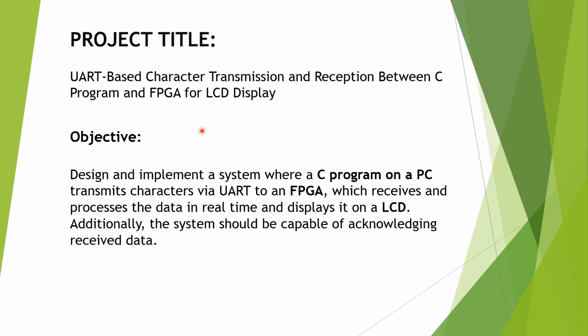In this video, we will explore how a C program running on a PC communicates with an FPGA via UART and displays received characters on an LCD screen. The goal of this project is to design and implement a system where a C program on a PC sends characters using UART. An FPGA receives and processes the data in real time. The received character is displayed on an LCD screen connected to the FPGA. Additionally, the system provides an acknowledgement for received data. So let's start.